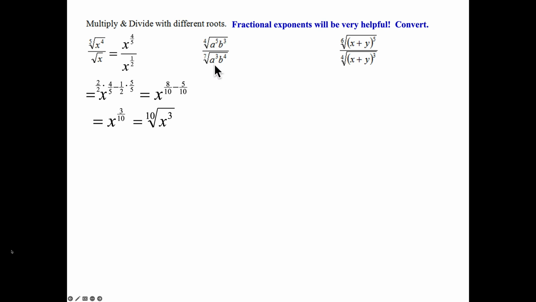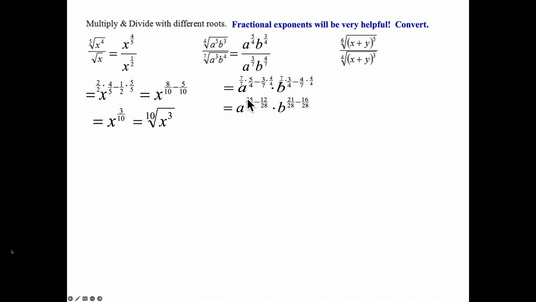We can do that in our next example as well. We'll have a to the 5/4, b to the 3/4 over a to the 3/7, b to the 4/7. Dividing like bases, subtract the powers. So this is a to the 5/4 minus 3/7, b to the 3/4 minus 4/7. 28 is going to be my least common denominator. So first fraction, 7 over 7, is multiplied to 5/4. Then 4 over 4 is multiplied to 3/7. 7 over 7 is multiplied to 3/4. 4 over 4 is multiplied to 4/7.